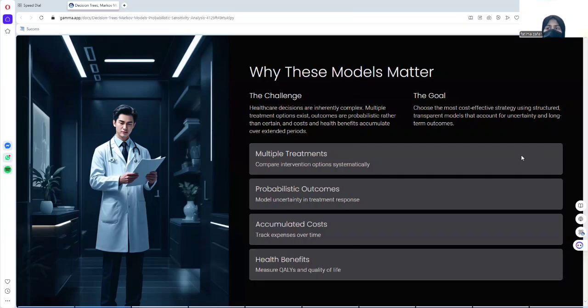First of all, we will see multiple treatments, that is, compare intervention options systematically. Then probabilistic outcomes, that is, model uncertainty in the treatment process. Then accumulated cost, that is, track expenses over time. And then health benefits, that is, measure QALYs that we have studied earlier, and quality of life. So these are the challenges that we have to face in healthcare.